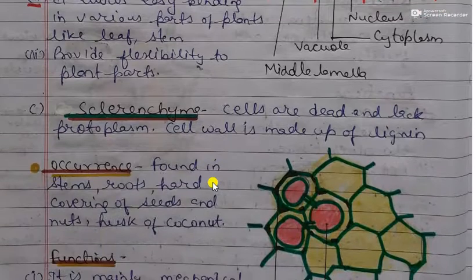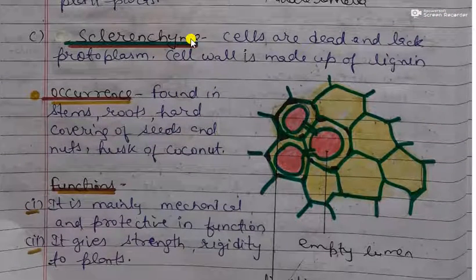Now next type of simple permanent tissue is sclerenchyma. The cells of this tissue are dead cells and they lack protoplasm. Like in case of parenchyma, the protoplasm was living, but in case of sclerenchyma, the protoplasm is dead. They lack protoplasm. Cell wall is made up of lignin. Now sclerenchyma is found in stems, roots, and hard covering of seeds, nuts, and husk of coconut. So this tissue is found in these places.